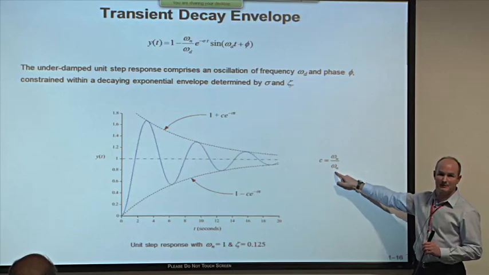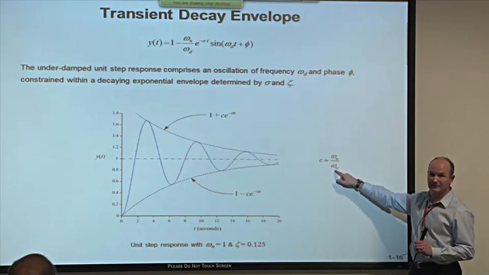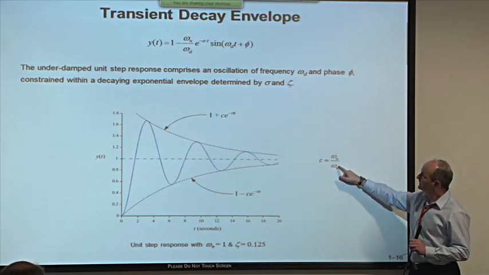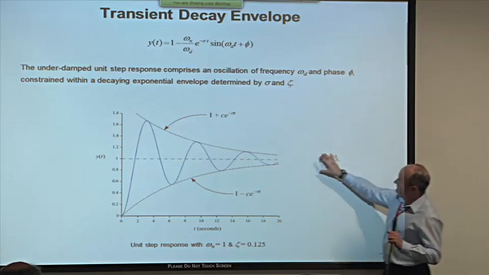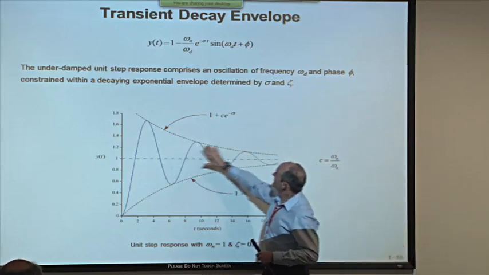I'm calling it C omega n over omega d. This is a misprint in your books. That should be omega d down there, not omega n, obviously a typo. So this is the term which constrains the peaks of the underdamped response.